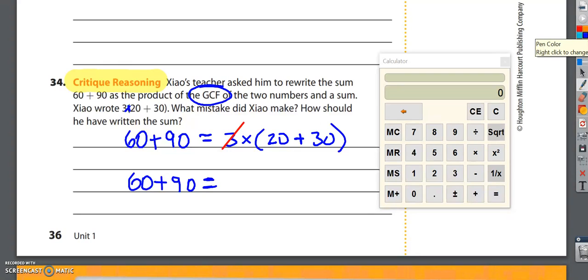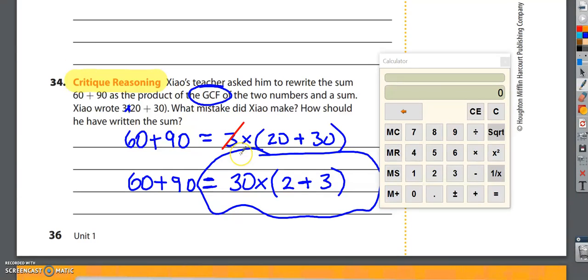Some kids would say it's 10. It's actually bigger than 10. It's 30. 30 goes into 60 2 times, and 30 goes into 90 3 times. This is the correct answer right here. It's going to be 30 times 5. 30 times 5 is equal to 150.